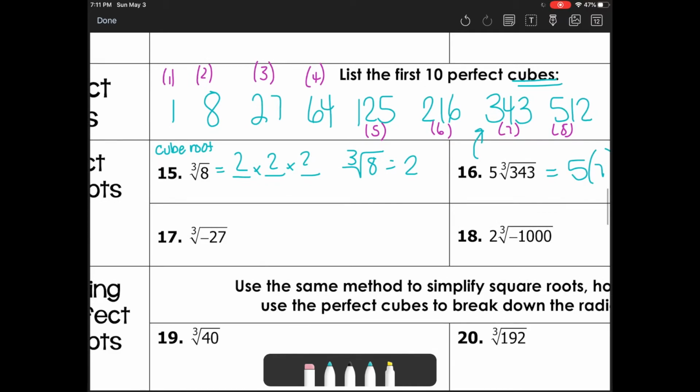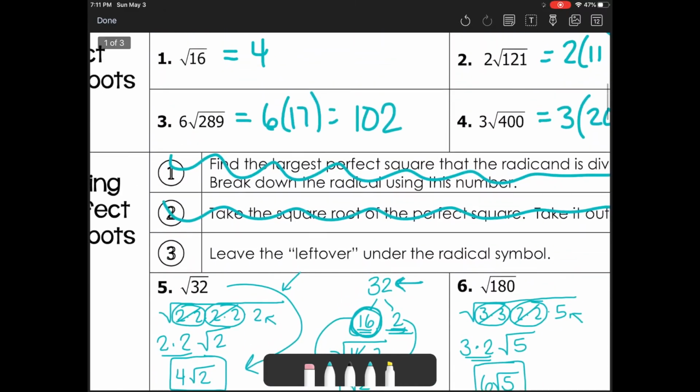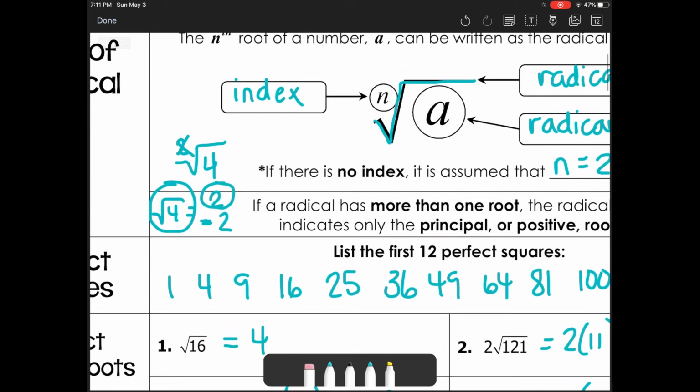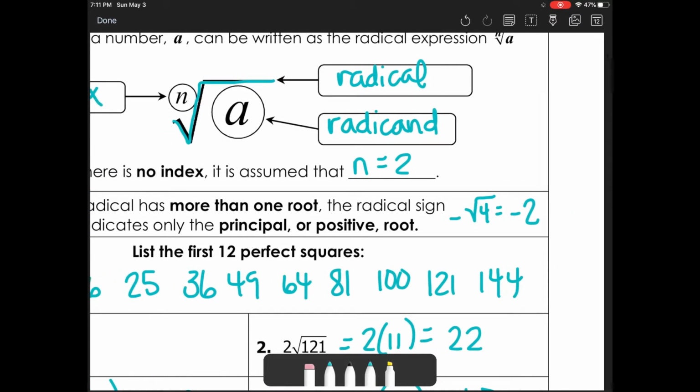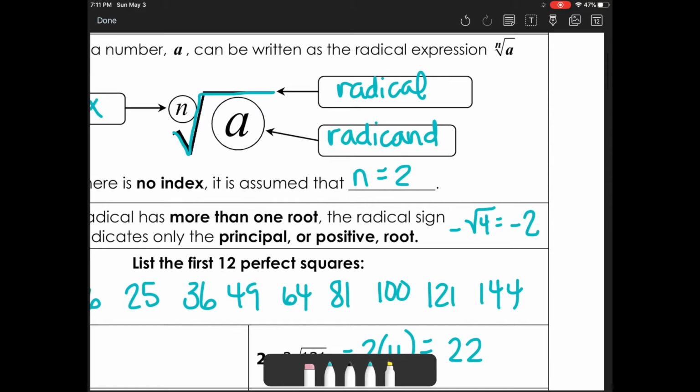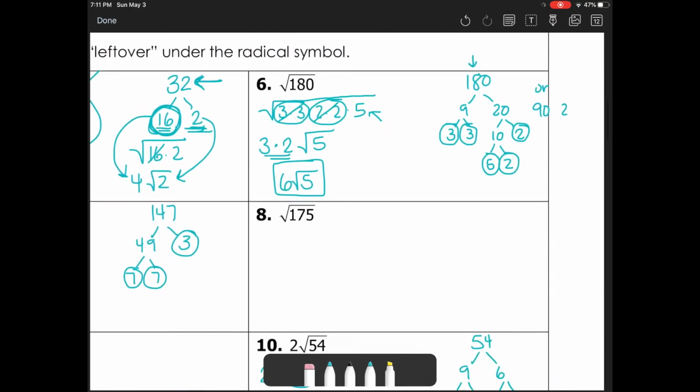Looking at this one, now this is an interesting one, the negatives. Remember, let's go back to the previous page. Remember how we talked about that square roots could be positive or negative. For example, square root of 4 could be positive 2 or negative 2, right? And that we needed to see the negative out front, like here, in order to be able to give the negative answer. Cube roots are a little bit different.